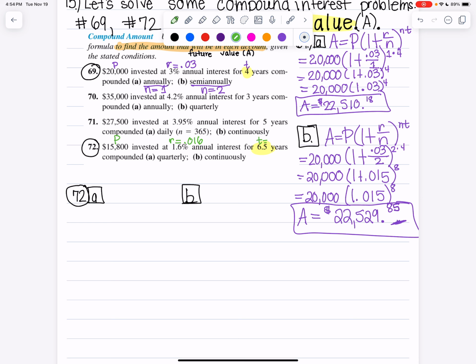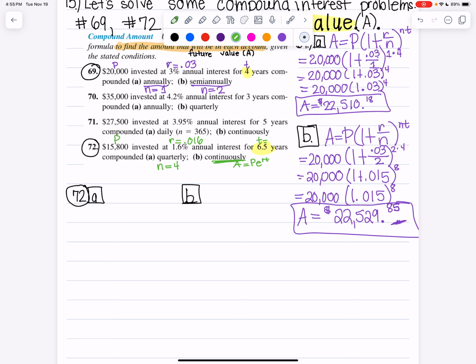6.5. And now look, it says quarterly and continuously. Quarterly means n is 4. But continuously means that we use the e formula. We have to use this formula right here. That's what we use. Okay? So we can't use anything else. Remember I tell you, when we see that word continuously, that means we got to use that formula.